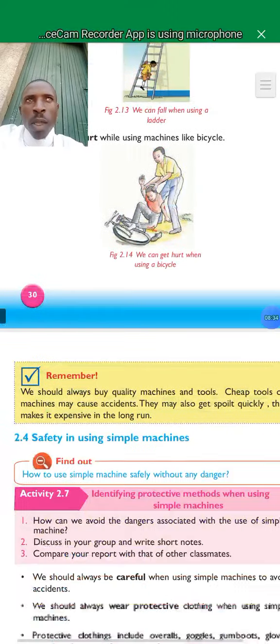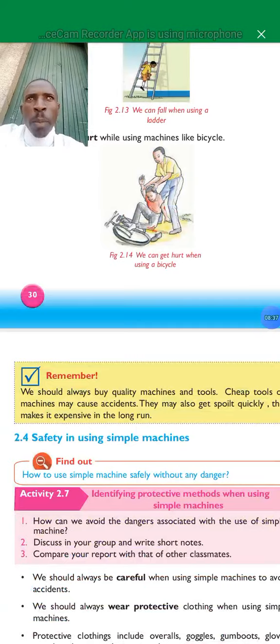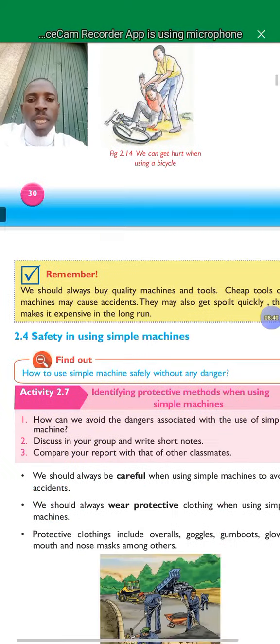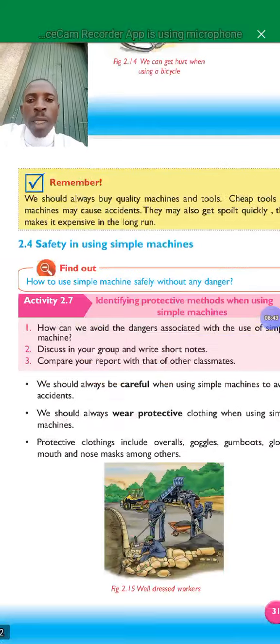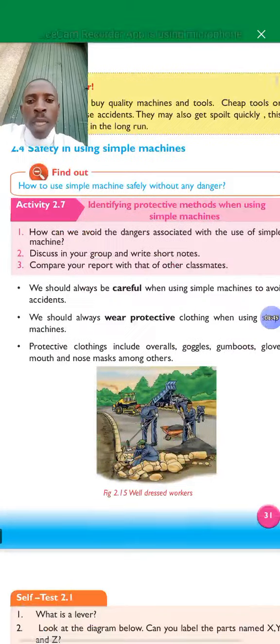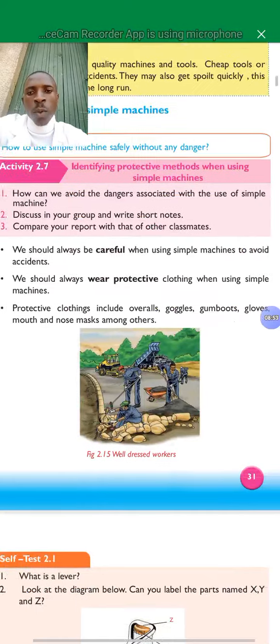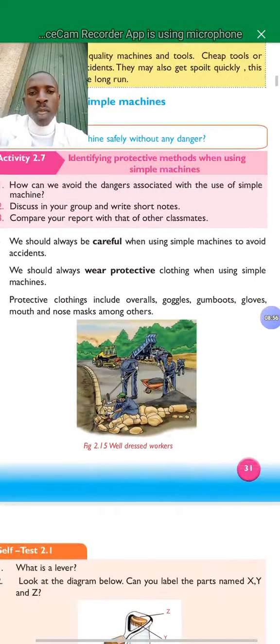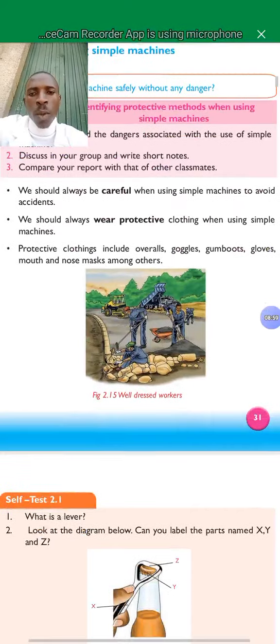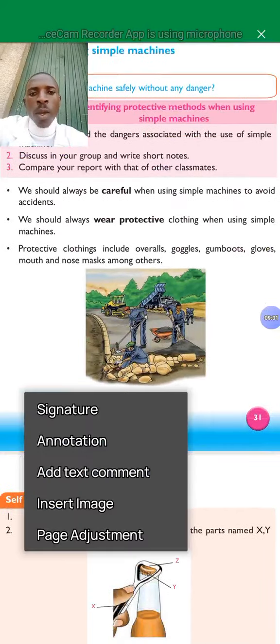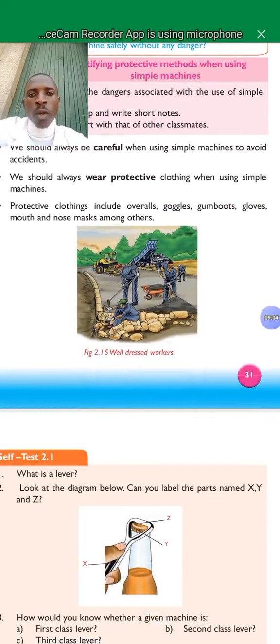Even though there are dangers, we must be bigger than the problems. That's why there are safety measures to follow while using a simple machine. Safety measures are the ways we can prevent or avoid the dangers caused by a simple machine. We should always be careful when using a simple machine to avoid accidents. We should always wear protective clothing, including overalls, goggles, gumboots, gloves, earmuffs, and a nose mask, among others.